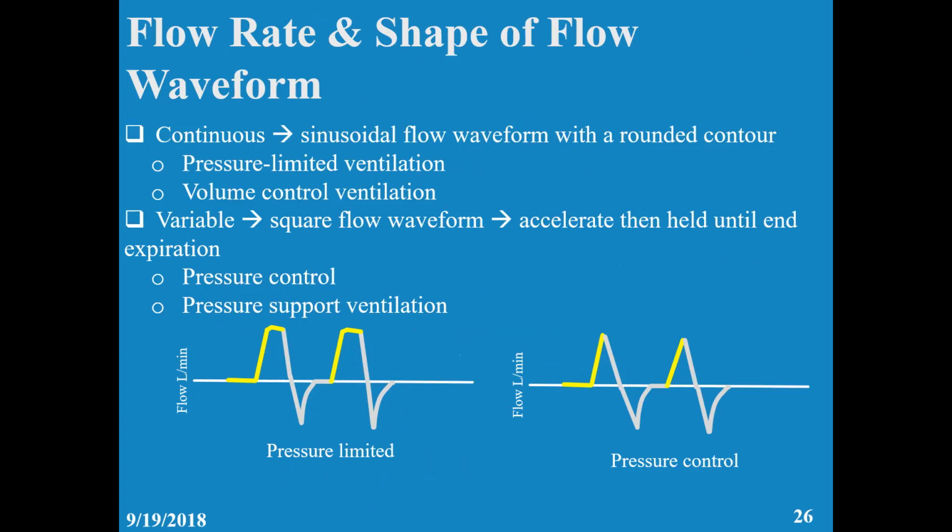Now let's look at the shape of the flow. So this is called sinusoidal. When there is a hold, there is round. And usually when there is round, it's pressure limited. But also it can be volume controlled ventilation. So pressure limited ventilation and volume control. Because once you control, it can be volume control, but it can be pressure limited. And the difference, we will learn about it in future when you have advanced ventilation.